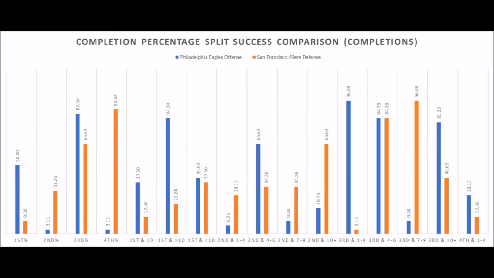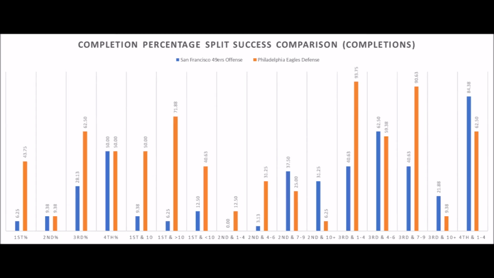Then when you look at the 49ers offense versus the Eagles defense, the Eagles are favored here when it comes to first down and third down situations. The 49ers are kind of a worse offense than the Eagles in that respect. So this pretty much does favor the Eagles defense.